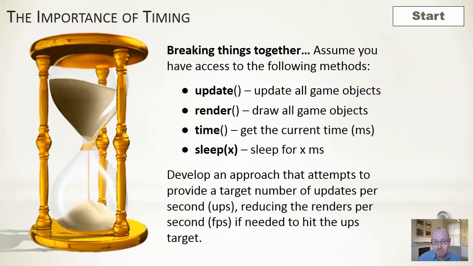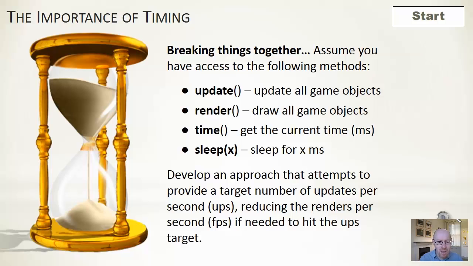How do we avoid it? Well, you have an opportunity to try to solve this yourself. So here we have a problem. I want to assume that you have a number of methods, and all the methods you need are simply here. We've got one method called update, which will update all of our game objects. We've got another method called render, which will draw all of our game objects, or draw the bit of the world that's visible. We have a method called time, which will return the current time. And you can assume here that it is accurate to the nearest millisecond. And we also have a method sleep, which, assuming an individual thread here, will put this thread to sleep for a specified number of milliseconds.